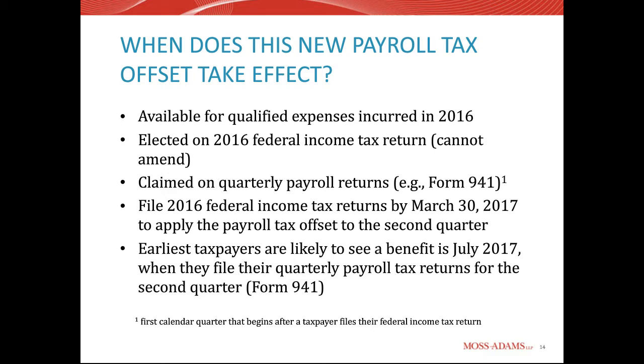The payroll return that applies to that quarter won't actually be filed until July. In fact, it's not even due until the end of July. But long story short, the earliest that companies will receive a cash benefit is July of 2017. And that's only if they file their federal income tax return by the end of March. What I've been telling companies is that they probably won't see a benefit until about 4 to 6 months after they file their federal returns. So some companies may want to consider filing a little early next year to accelerate the cash benefit.